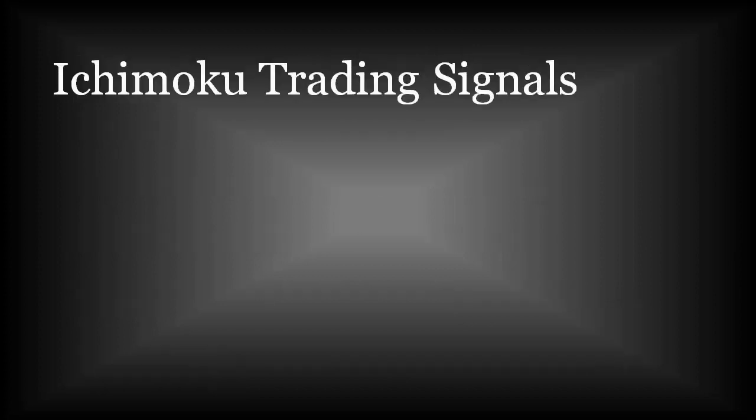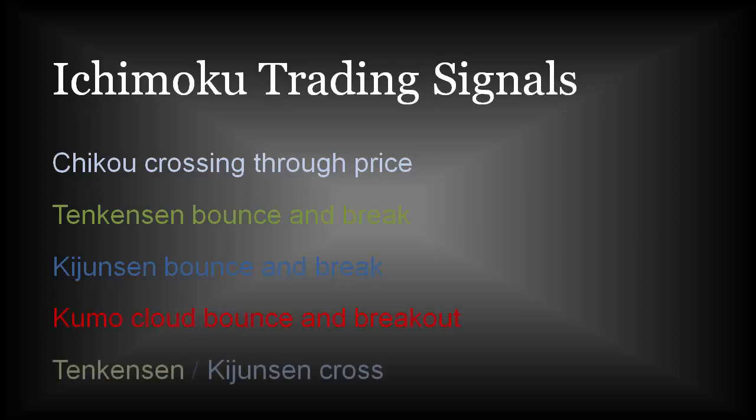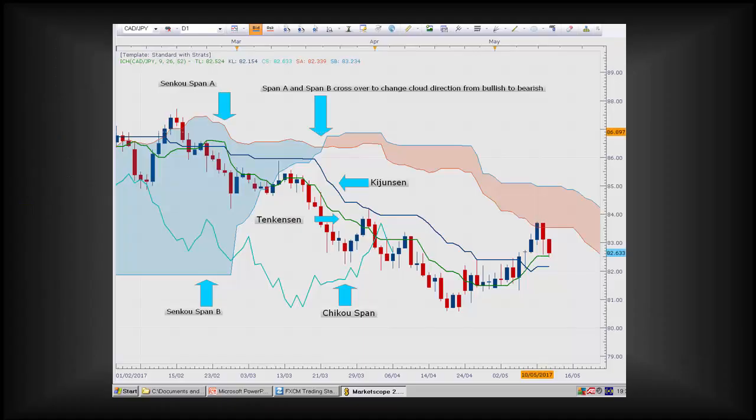Now let's have a look at the Ichimoku trading signals. We have the Chikou crossing through price, the Tenkan-sen bounce and break, the Kijun-sen bounce and break, the Kumo cloud bounce and break, and the Tenkan-sen and Kijun-sen cross. This is what Ichimoku looks like on a chart.